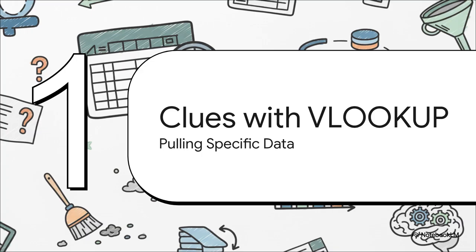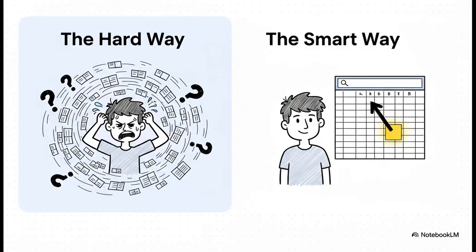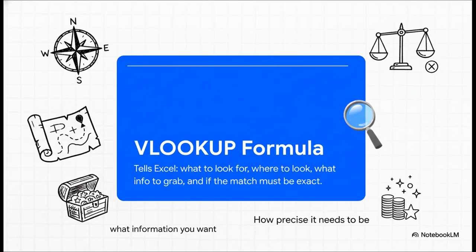And that's where VLookup comes in. So you basically have two choices here. You can do it the hard way, scrolling and searching and squinting at the screen, or you can do it the smart way and use VLookup to tell Excel exactly what you're looking for so it can just grab it for you. It's the definition of working smarter, not harder. Okay, I know what you're thinking. That formula looks intimidating, but trust me, it's not as scary as it looks. It's really just 4 simple instructions you're giving to Excel.